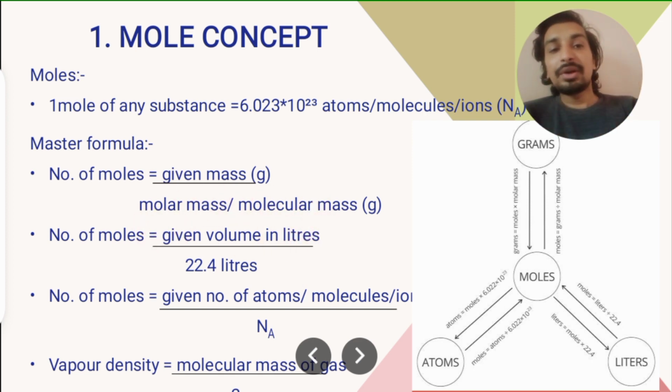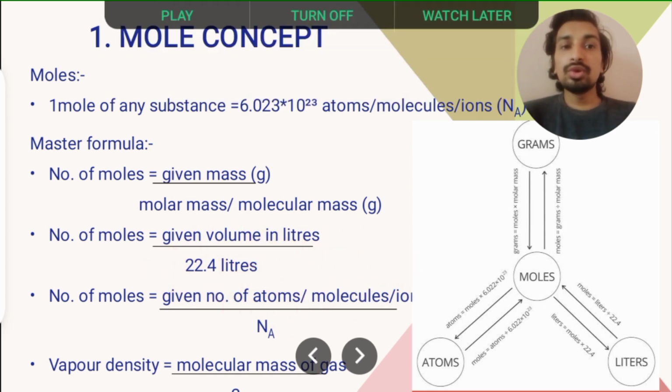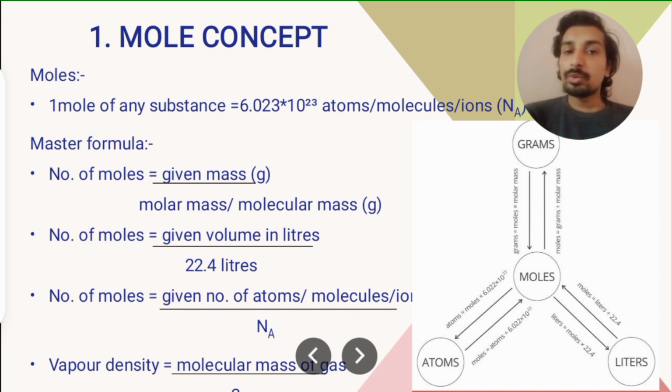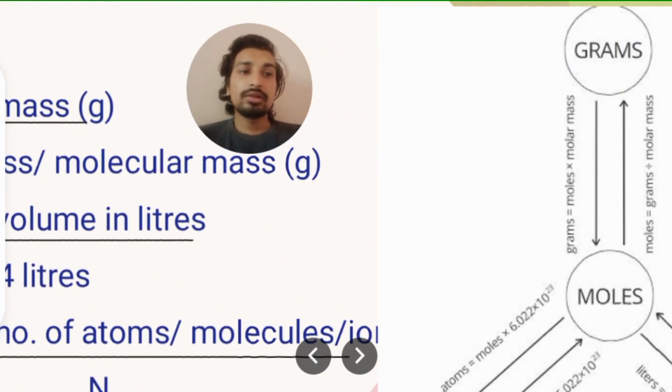If you divide that by 22.4 liters, you will get the number of moles. And the number of moles in terms of atoms will be how much? Given atoms divided by Na, the Avogadro number, right? So if I have 6.022 × 10^23 atoms, you divide it by 6.022 × 10^23, and you get the number of moles, which is equal to 1, right? So you can see in this drawing, everything is given.